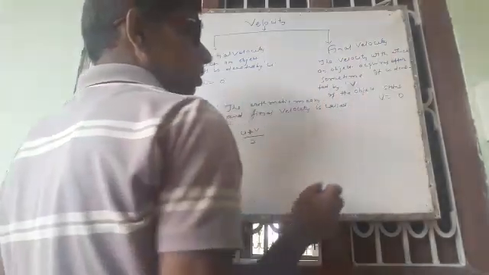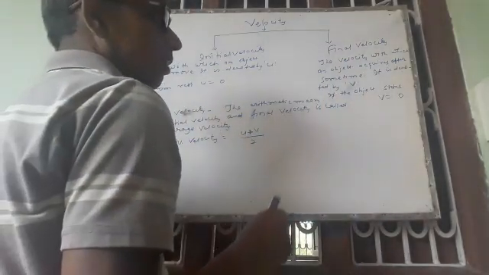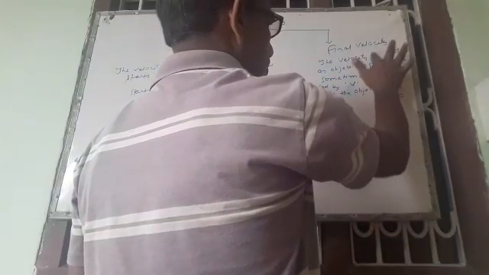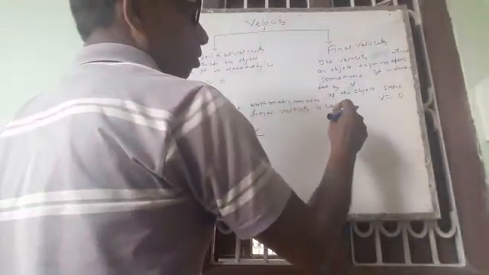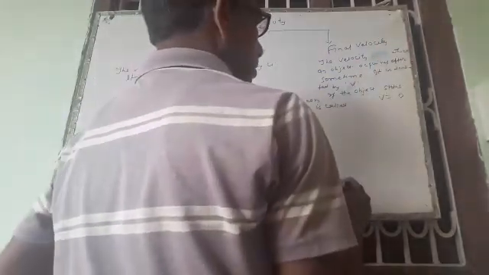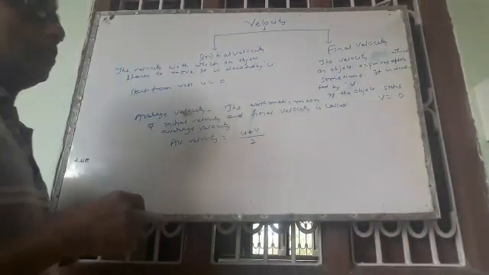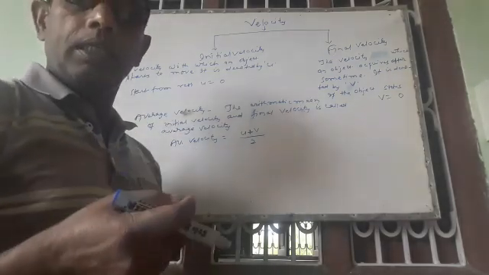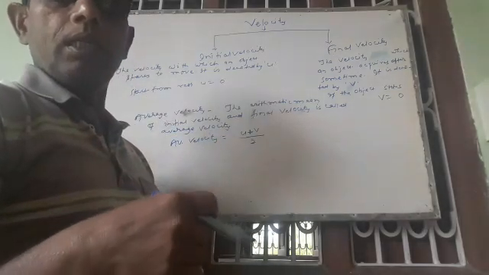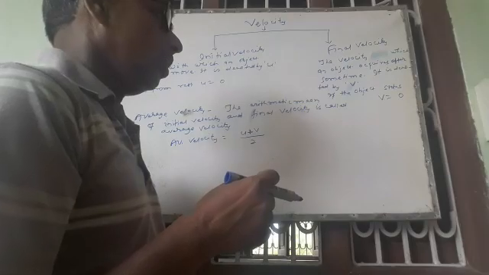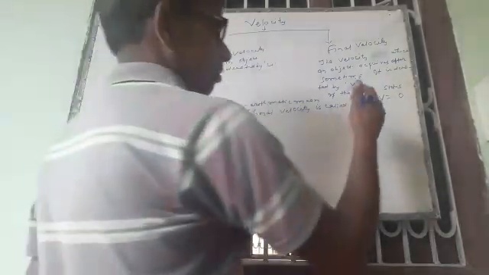Final velocity is the velocity which is acquired by an object after some time, after a certain time. Suppose an object starts to move and after 10 seconds its velocity increases. So after a certain time interval, whatever the velocity is, that is known as final velocity. It is denoted by v.